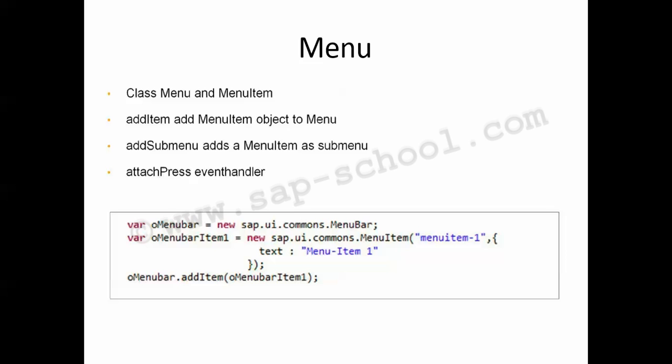So here the classes are the menu and the menu item. Add item adds a menu item object to the menu. Add submenu will add a menu item as a submenu, and attach press is the event handler. So this is again the sample code for it.